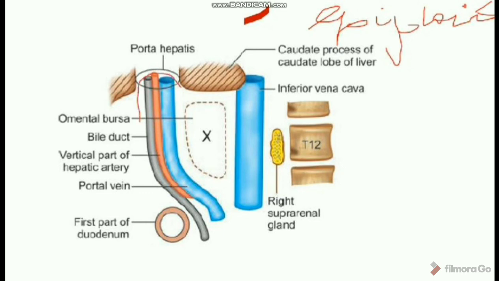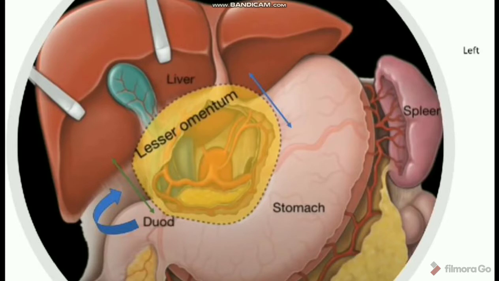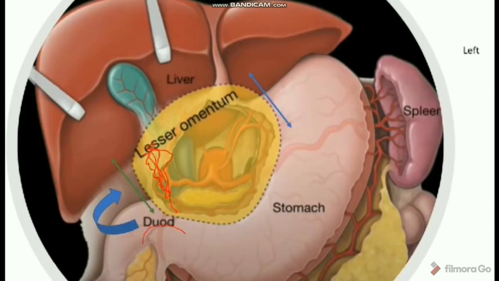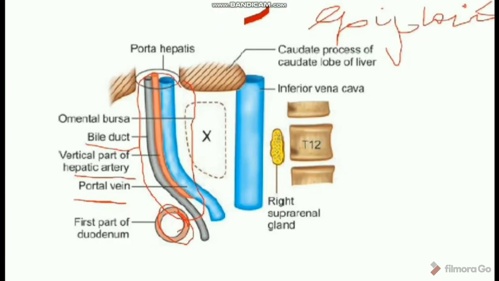Epiploic foramen. So what is it bounded by? The right free margin of the lesser omentum carries these three structures. I'll show you this. So here is where it lies. These three structures are there in this right free margin. What are those three structures? That is the portal triad containing the portal vein, the bile duct, and the hepatic artery. Now beneath it is the first part of the duodenum. If you can see, this is the duodenum. The first part is there beneath it. So this is what you're seeing beneath it.